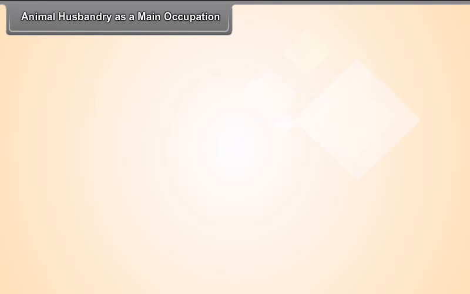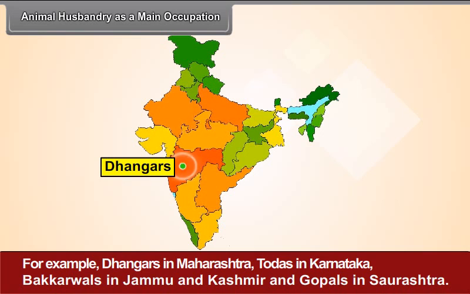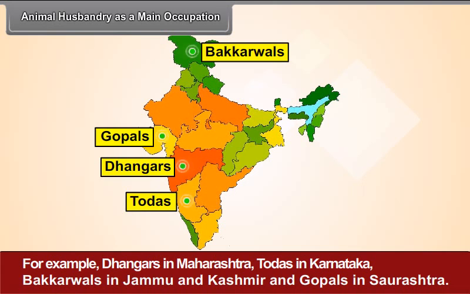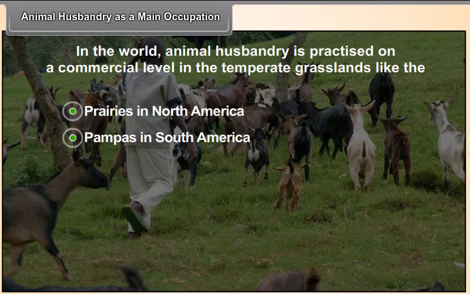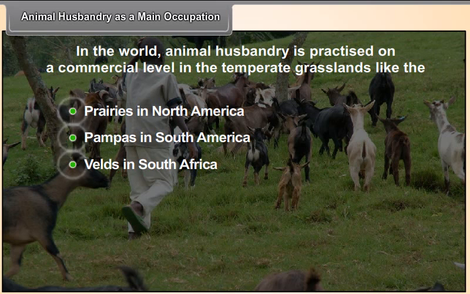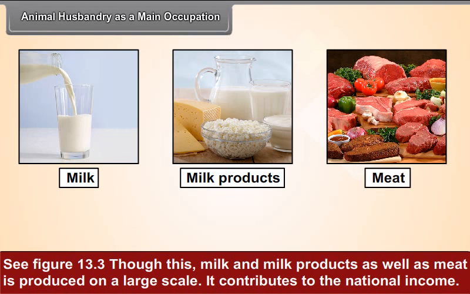Animal husbandry as a main occupation. In India, some tribes practice animal husbandry as their main occupation. For example, Dhangars in Maharashtra, Todas in Karnataka, Bakkarwals in Jammu and Kashmir, and Gopals in Saurashtra. In the world, animal husbandry is practiced on a commercial level in the temperate grasslands like the prairies in North America, pampas in South America, velds in South Africa, and downs in Australia. See figure 13.3. Through this, milk and milk products as well as meat is produced on a large scale. It contributes to the national income.